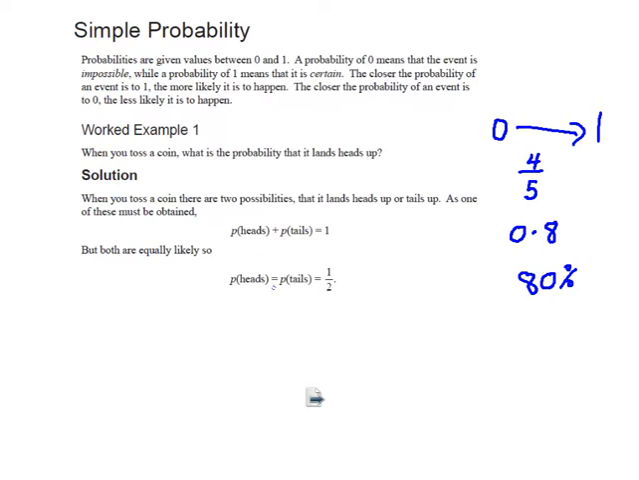But because they're both equally likely to happen, this must be a half plus this must be a half, because half plus half gives us 1 whole. So if we understand that, we should understand that probabilities always add up to 1. All the things that are possible to happen must equal 1. And let's explore this a little further.